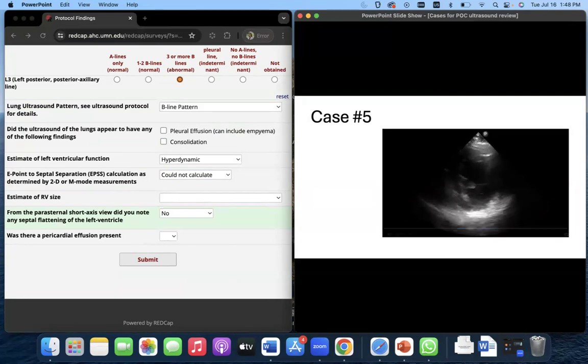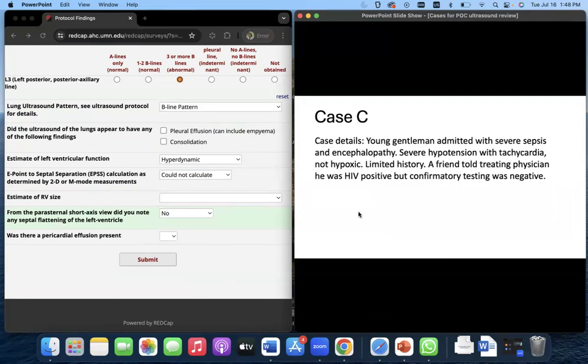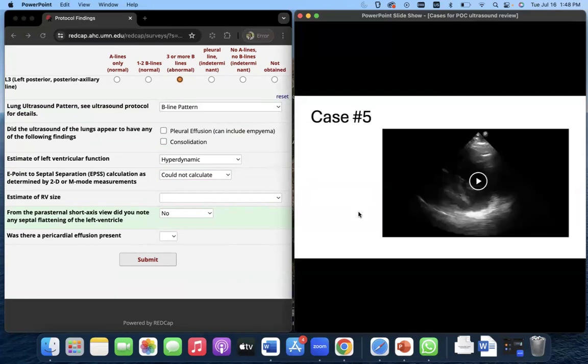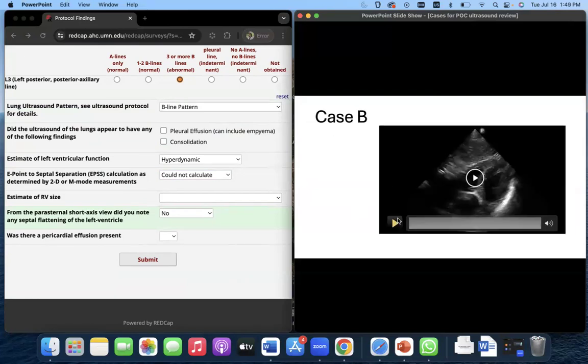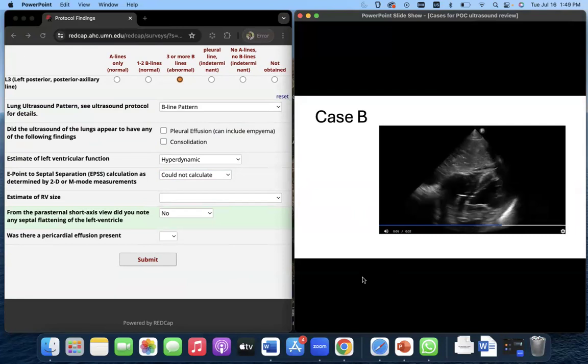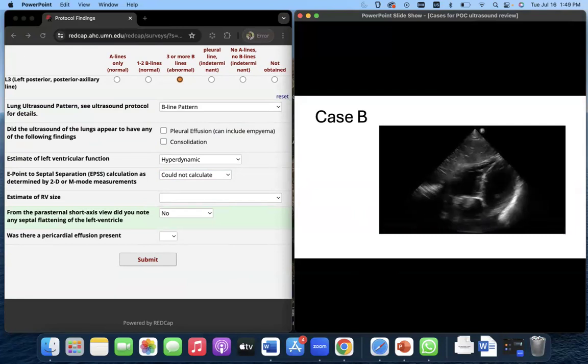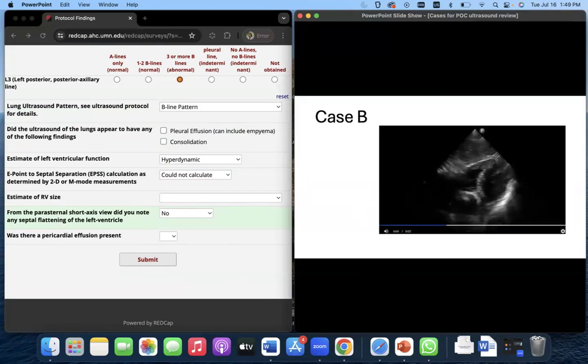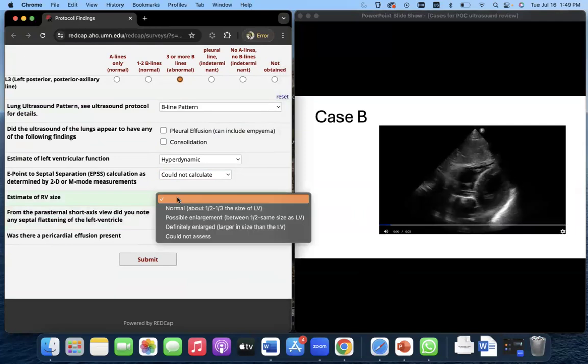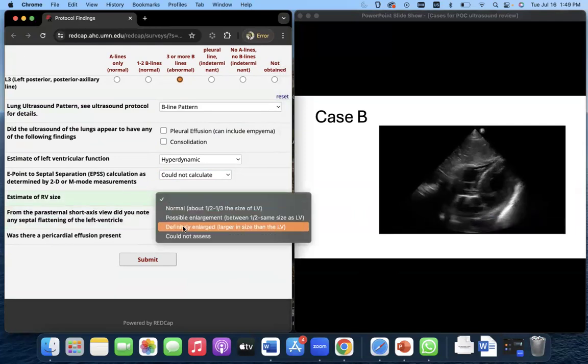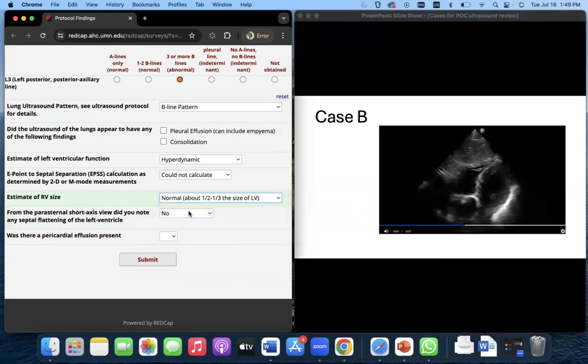Let's see. I think we tried to get an apical four chamber, but maybe it's too difficult. You can often still get a good sense of the ventricular size next to each other from the subxiphoid image. And again, this looks like there's a lot of good movement of the heart in general. That right ventricle I would say is falling into that half to a third the size of the LV. So very normal.